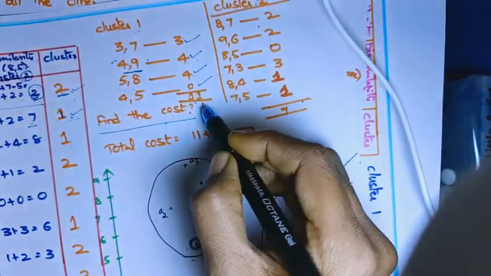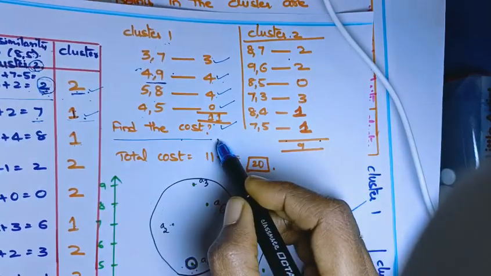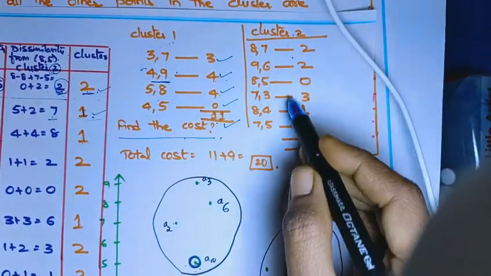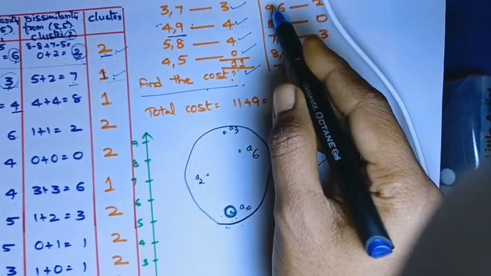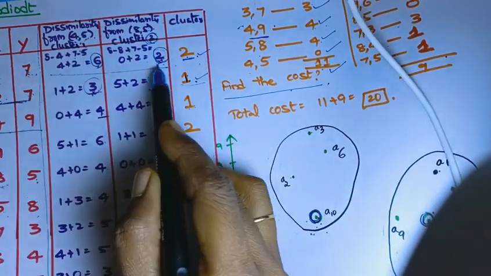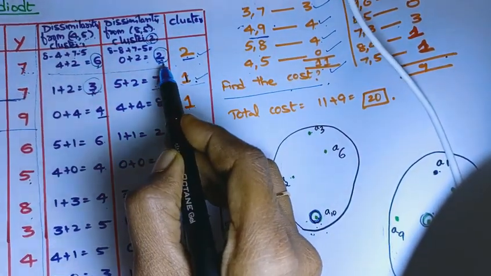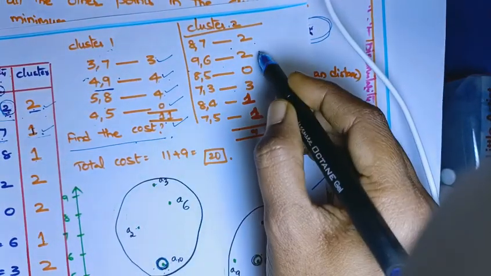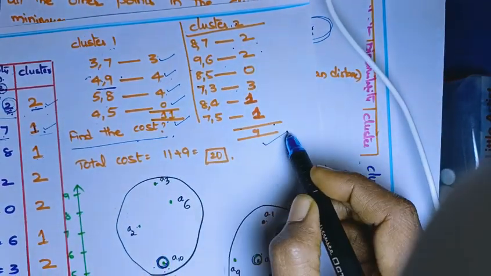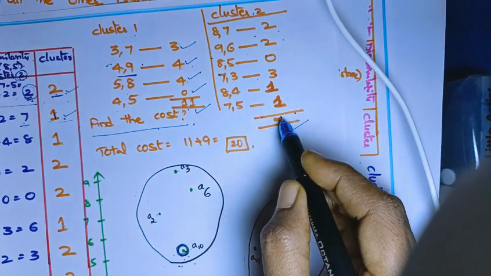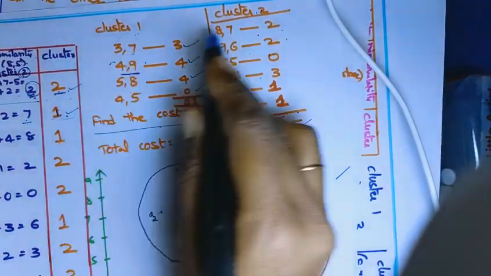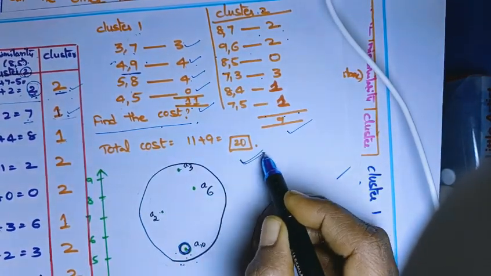All the distances you got, you need to add: 4 plus 3 plus 4, that is nothing but the cluster 1 cost, which is 11. Similarly, for cluster 2 you need to find out: 8 comma 7 distance you got 2, 9 comma 6 is 2, and so on. In cluster 2, if you add all this you get 9. Adding cluster 1 plus cluster 2, which is nothing but 20.